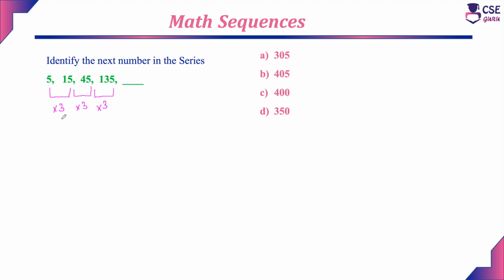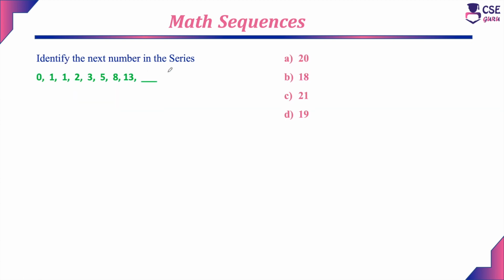So here the pattern is multiply with 3. Then we will get the next term, right? So 135 into 3, we will get 405. So the correct option here is option B, 405.